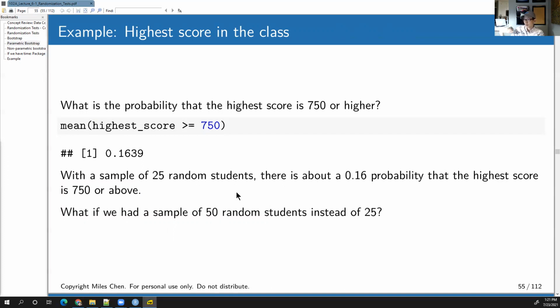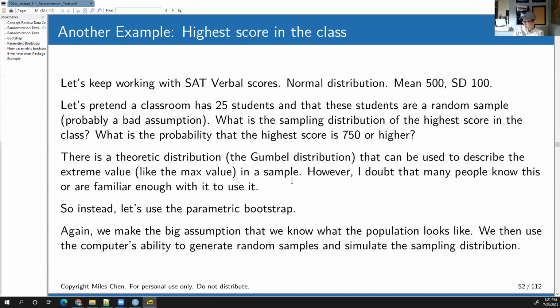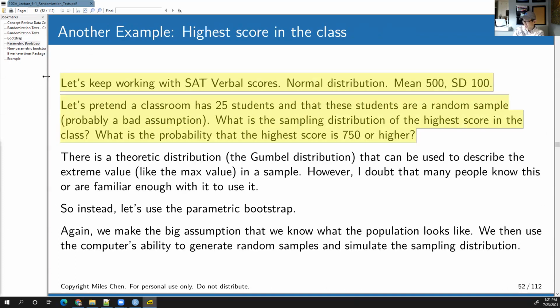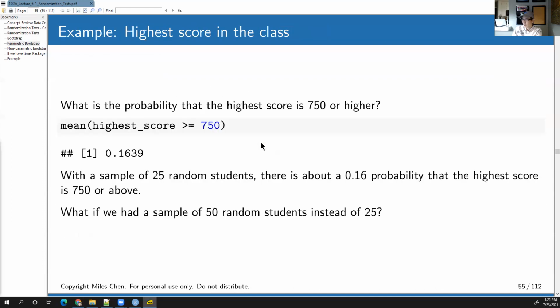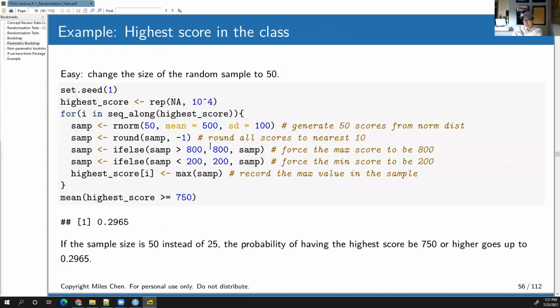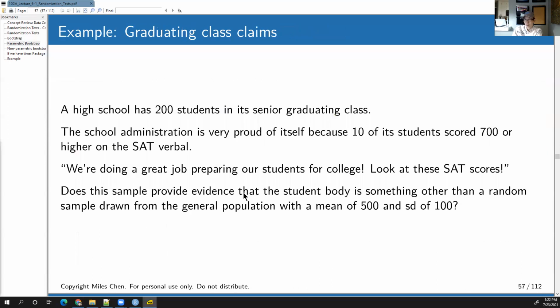So, I think these are kind of neat questions to be asking. And if you were given this question and you didn't have the computer, this would be a lot harder to answer. If you were asked to try to figure this out theoretically, I wouldn't even know how to approach it, just because we're dealing with SAT scores, which are capped at 800. So the distribution is a lot harder there.